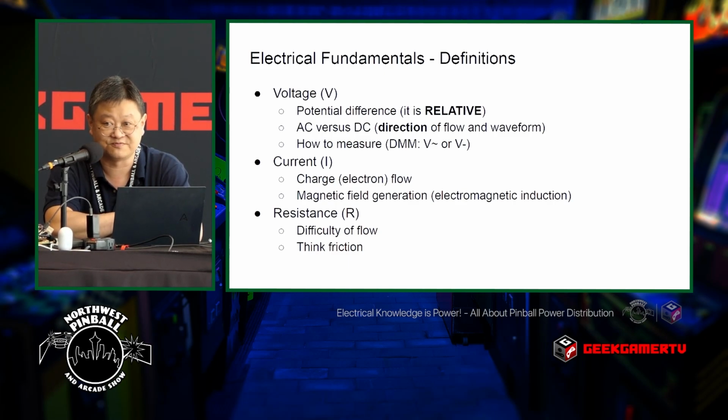Resistance is the difficulty of flow. You can think of it like friction. The higher the frictional surface, the more the resistance to flow. It's the same thing. Some people use the pipe analogy: it's more difficult for water to flow through a narrow pipe than through a wide pipe.